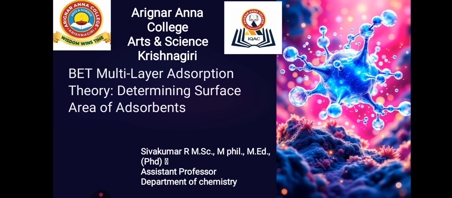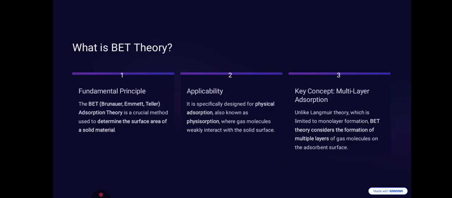Today we would like to discuss one topic in physical chemistry, BET multi-layer adsorption theory. This theory is used for determining the surface area of adsorbents. So what is BET theory? The first one is the fundamental principle.